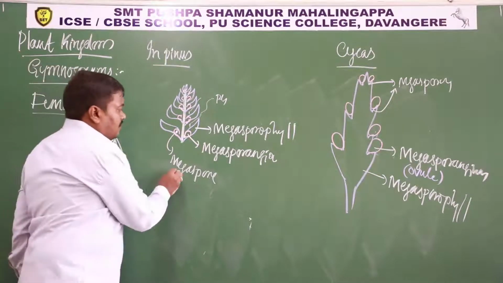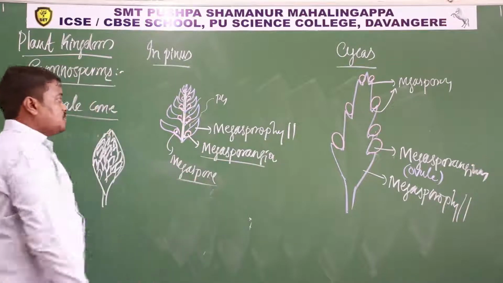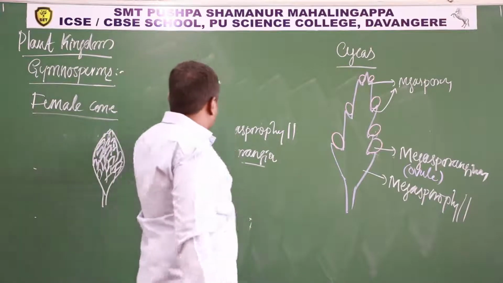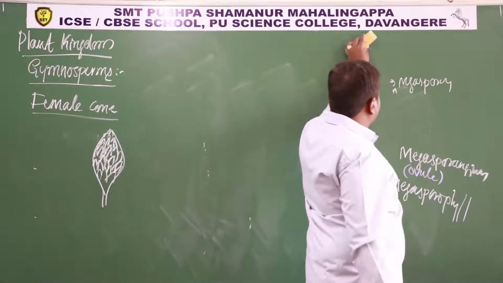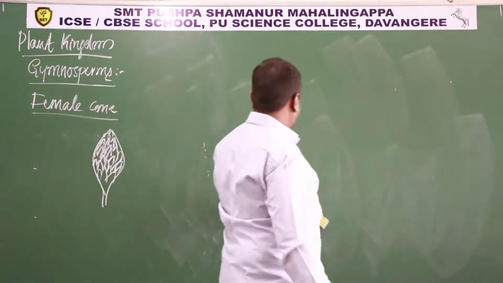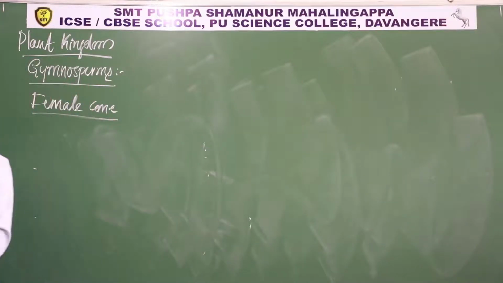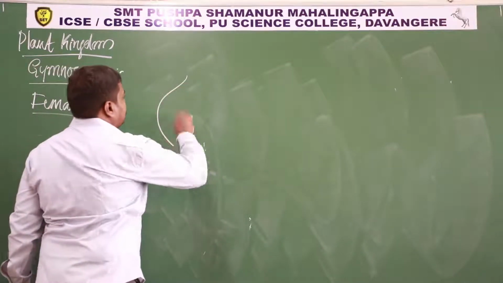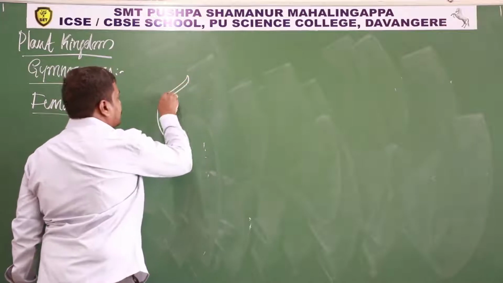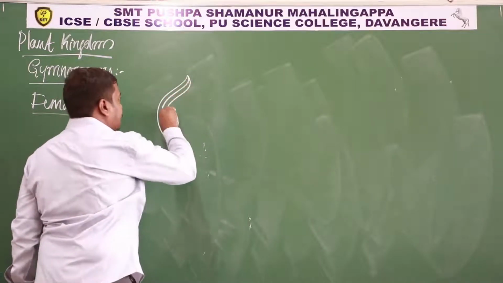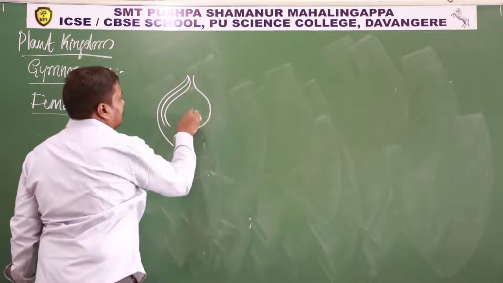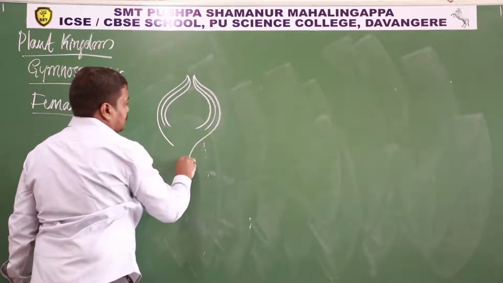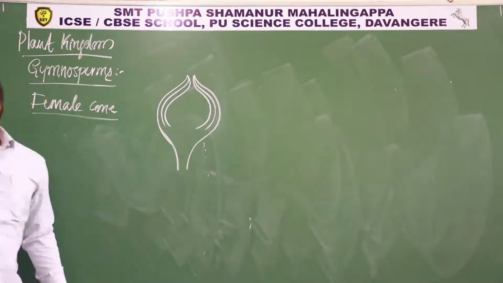And let's see how the megasporangia is and how the megaspore is going to be produced. A typical cone of a gymnosperm is similar to that of an angiosperm as well, but a little different. So this is the structure of the megasporangia in a gymnosperm. It looks like this.